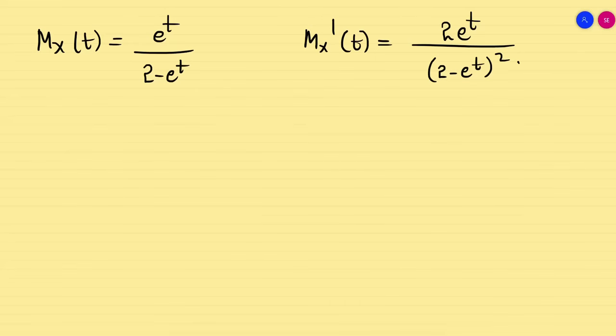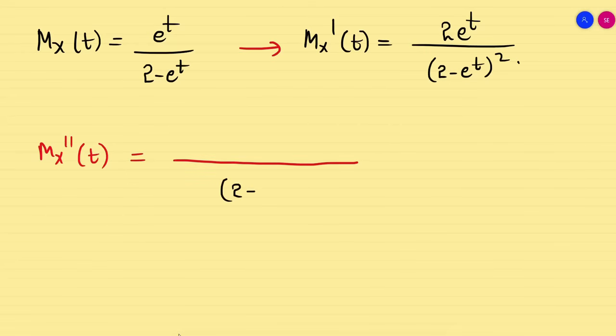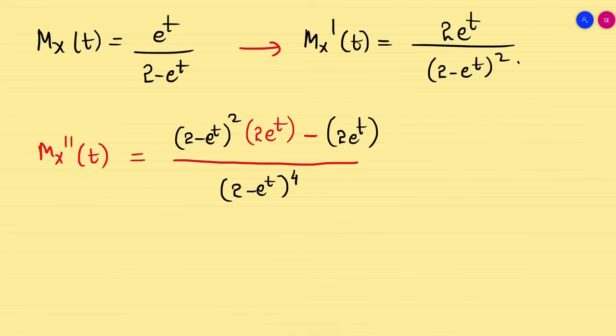My mx double dash of t. In this situation, for mx double dash of t, I don't want to simplify because I don't need it further. Here I simplified mx dash of t because I want to find the second derivative. So again, u by v rule: 2 e power minus t, already it is whole square, so whole power 4. Now the same: v du, whole square, into 2 e power t differentiation is 2 e power t minus, this time I'll keep this 2 e power t as it is.